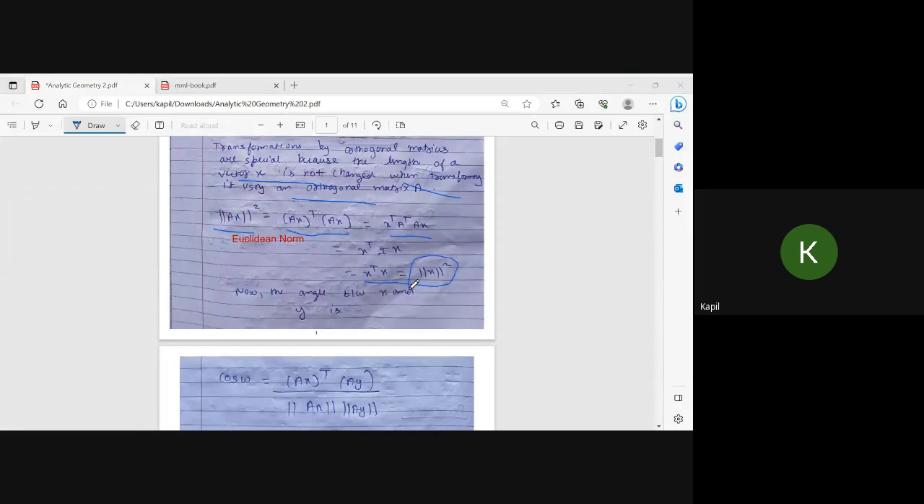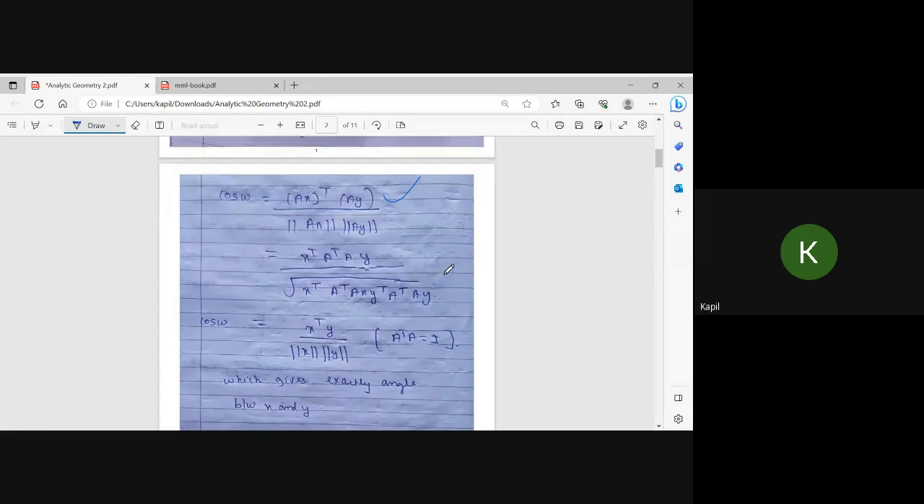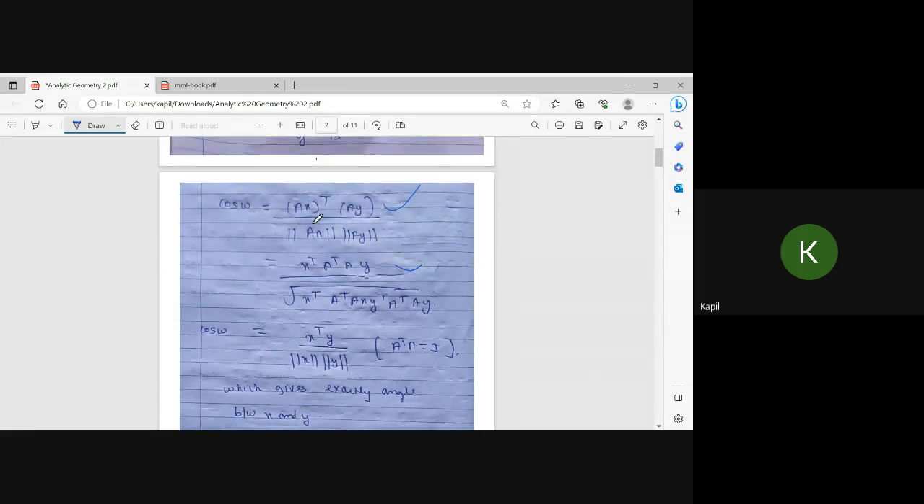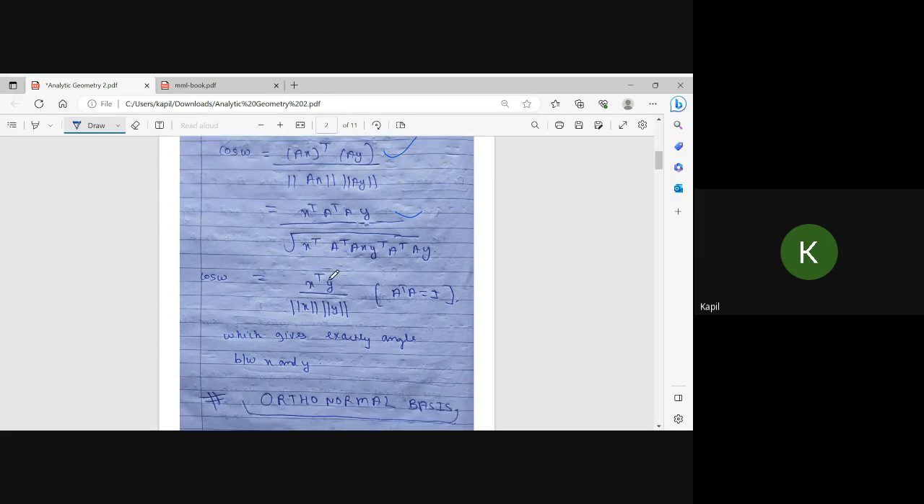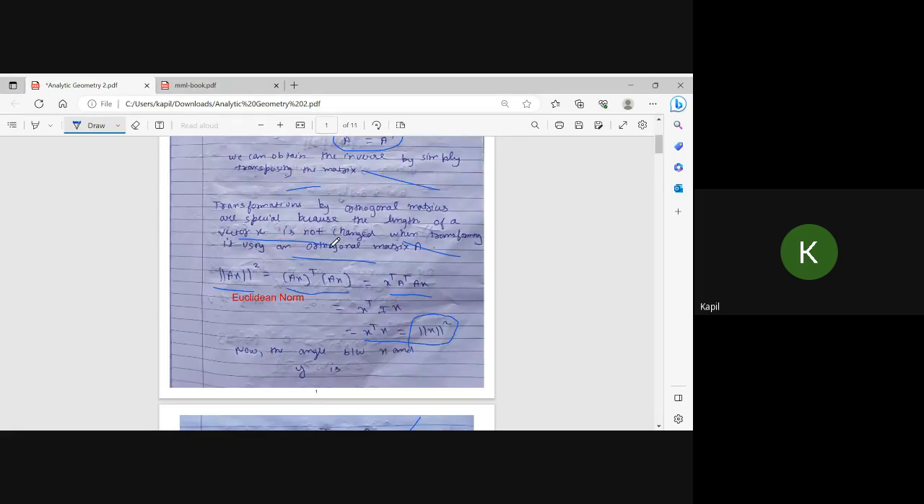So the angle between x and y is given by the dot product divided by their magnitudes. So this will be cos omega, the angle between these two. After solving this, we put the value of x transpose A transpose using the properties, and A transpose A as I, and we get the result. So this gives exactly the angle between x and y. So this was the whole concept of the orthogonal matrix and the transformation of an orthogonal matrix.